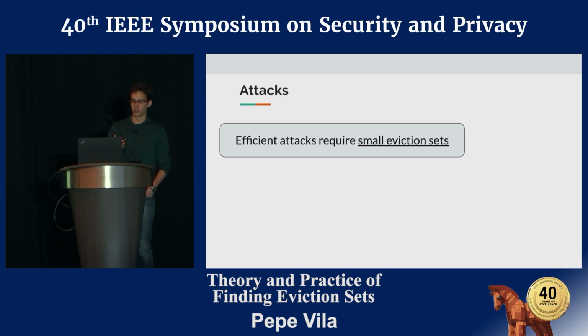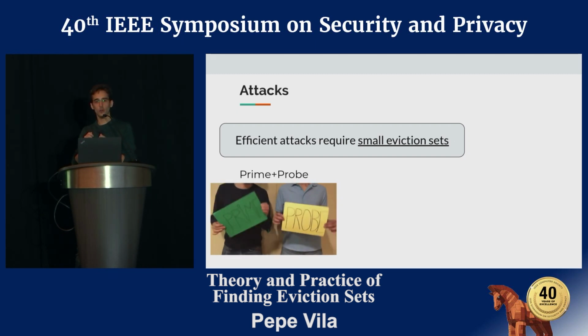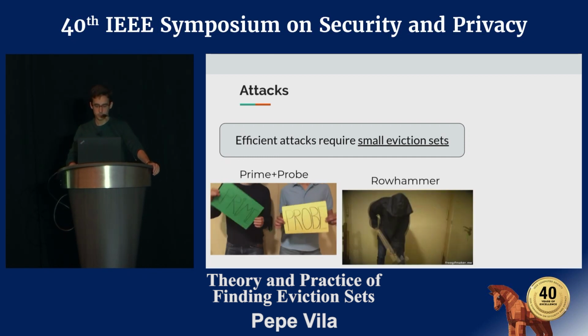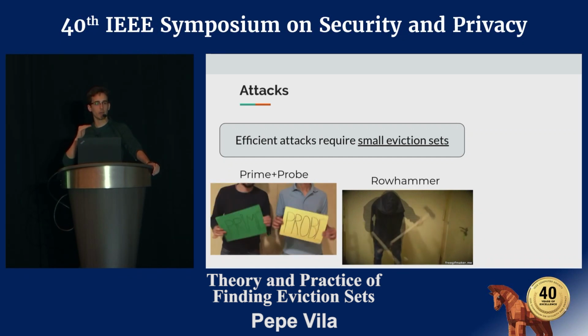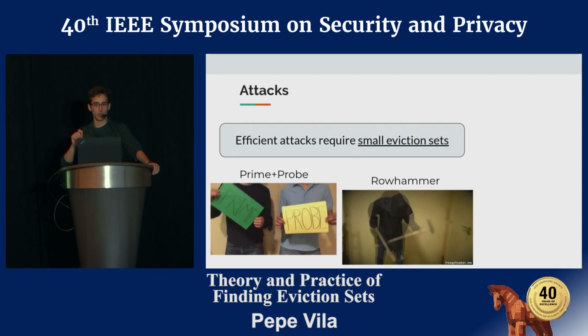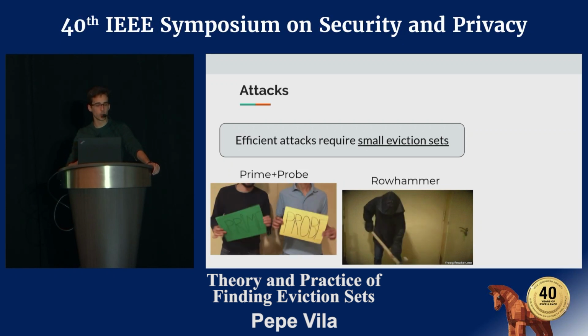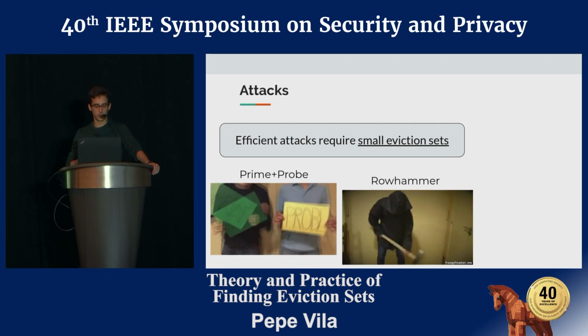So why is this interesting? Well, it turns out that for many microarchitectural attacks, finding a small eviction set is a key primitive. For instance, for prime and probe, the attacker needs to put several caches in a controlled state, and this is done by filling the cache set with its own control data. For rowhammer, the attacker wants to activate a DRAM row with enough frequency in order to cause bit flips, and in order to do that, it needs to bypass the cache. One way of doing that, again, is using eviction sets to remove the data from the cache.